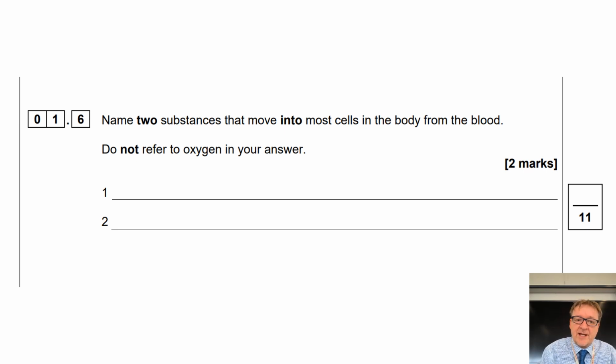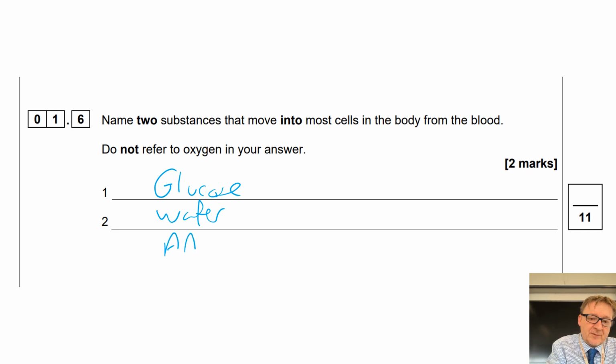Okay, name 2 substances that move into most cells in the body from blood. Do not refer to oxygen, right? From the blood into the body, right? So what does a cell need? It needs glucose. Okay, so that is going from the blood into the body. It needs water. It needs amino acids.